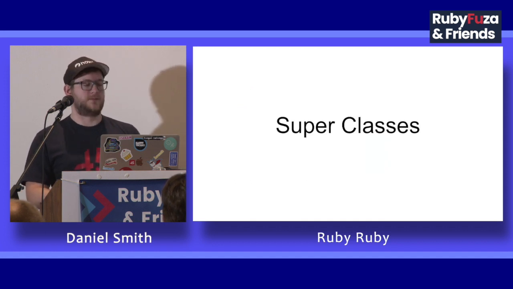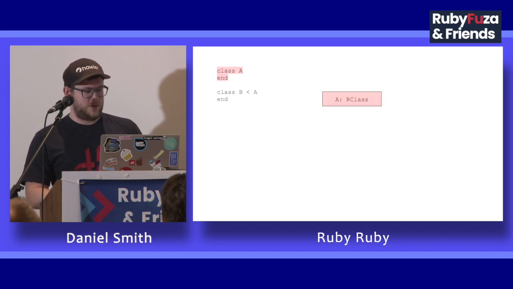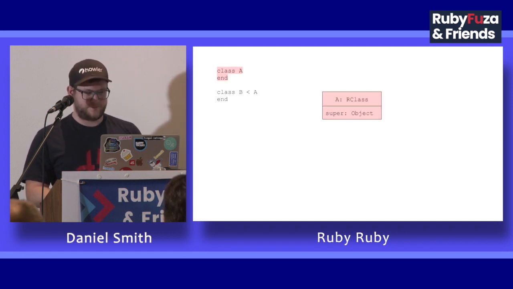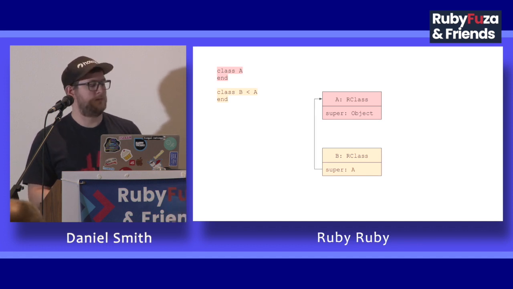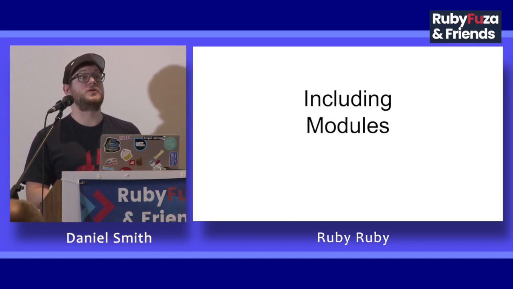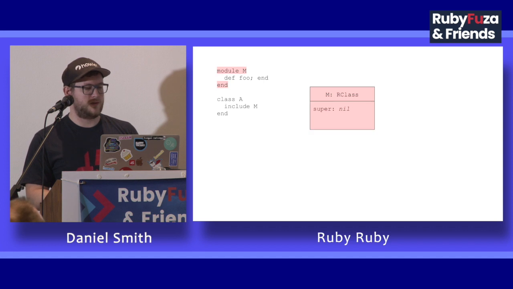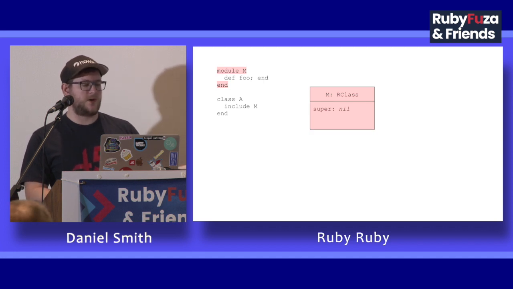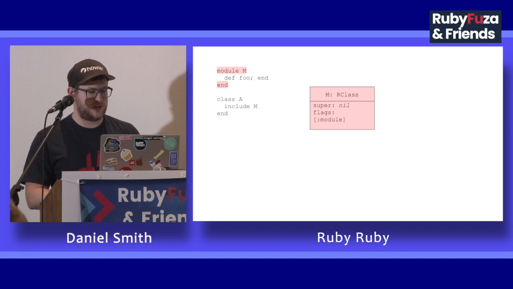Cool, now superclasses. There's a basic little example over here. We've got A, its super is Object. We've got B, and its super is A. Pretty straightforward. Now we get to including modules. Another basic example. We have foo. We've got M, which is an RClass, but its superclass is nil because modules don't have superclasses. And it's got a module flag, just to distinguish that it's a module.